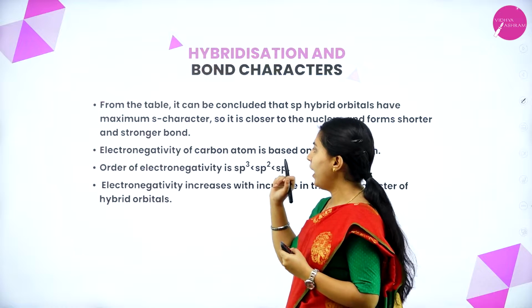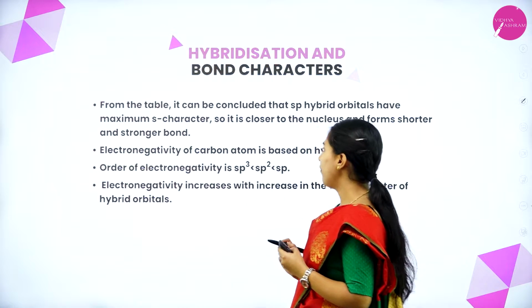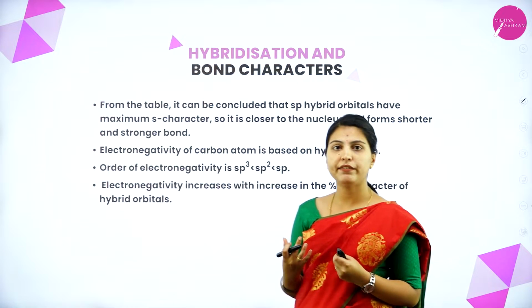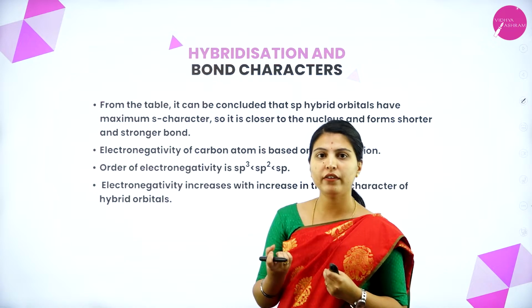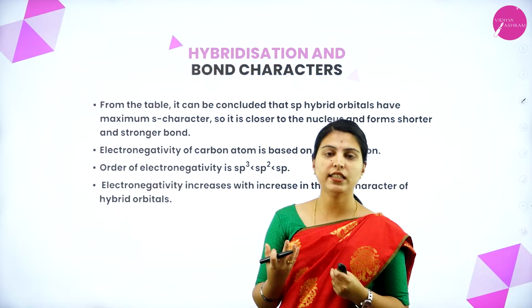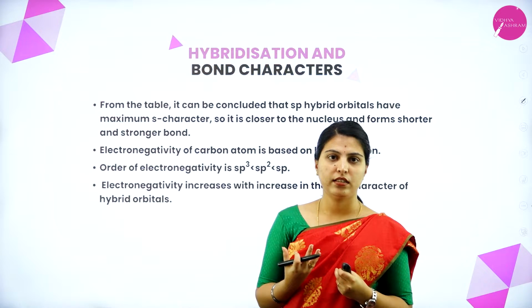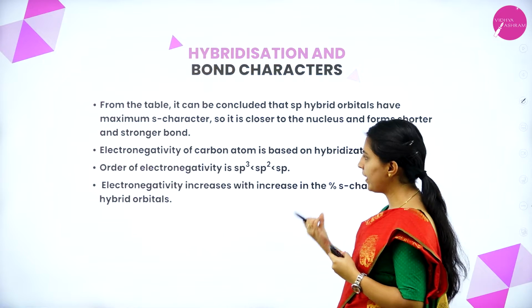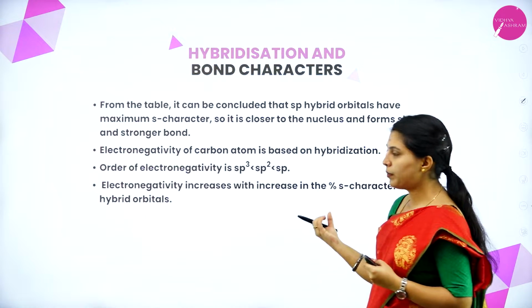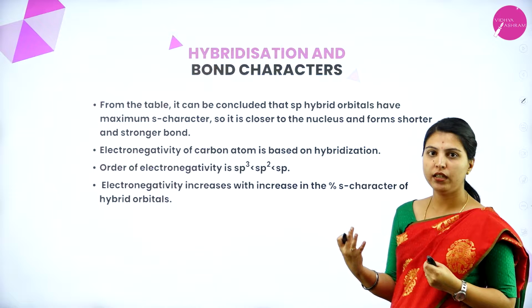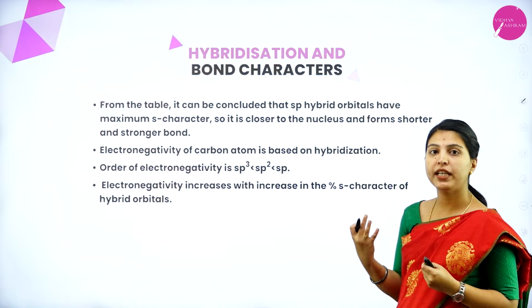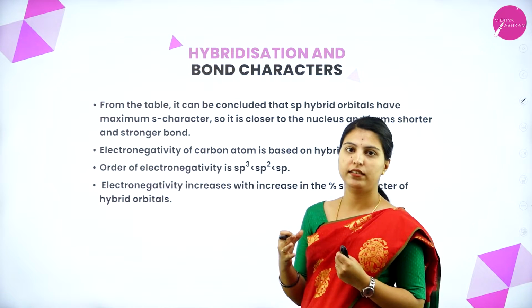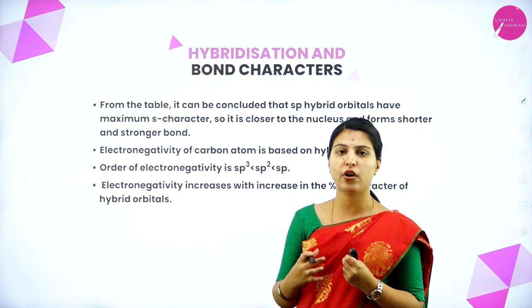Okay, and the electronegativity of a carbon atom is based on hybridization. What is electronegativity? Nothing but the pull of the shared pair of electrons towards the nucleus, we will call it electronegativity. It is based on hybridization. It is more in sp hybridization because sp is near to the nucleus. It forms shorter and stronger bonds.